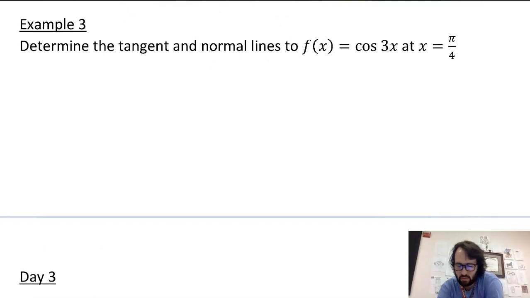Okay, determine the tangent and normal lines to this function at x equals pi over 4.